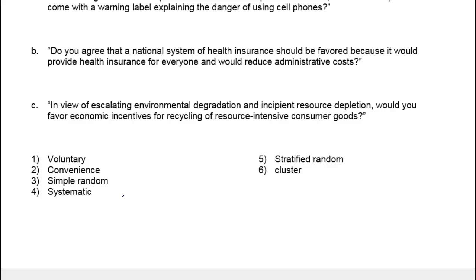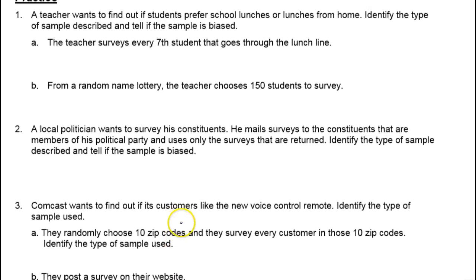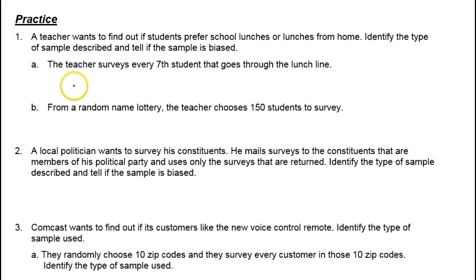I'm messing with Alec because it's Monday. All right, put them down. Almost everyone was saying systematic. That's right. Systematic is the one where we're doing like every 3rd one, every 4th one, every 5th one. That's the most common way of saying systematic.